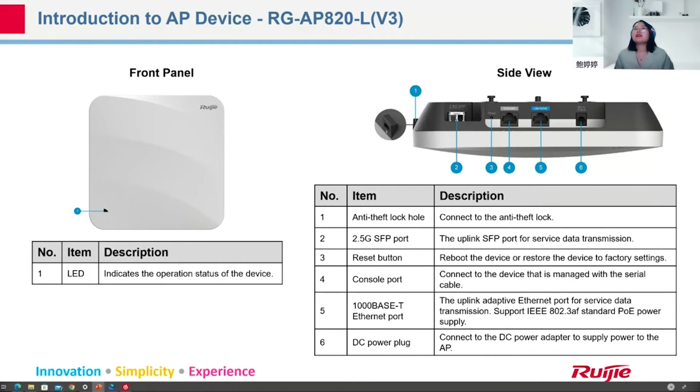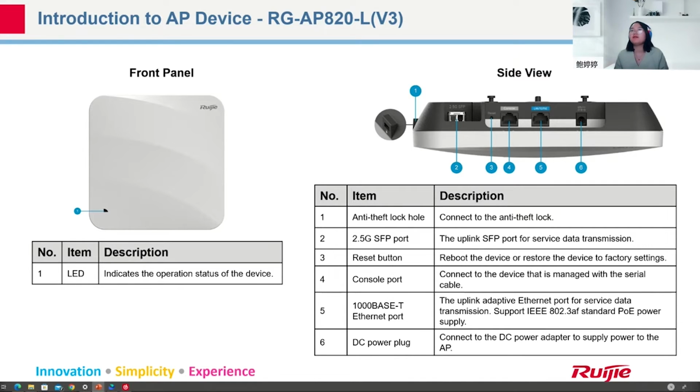And later, let's say one AP and have pairs. The front panel will have LED lights, and these are indicators of the operation status of the devices. Of course, for different devices, the panel will be different. I only take the RGAP AO2 LV3 to give a brief introduction of the indicators.